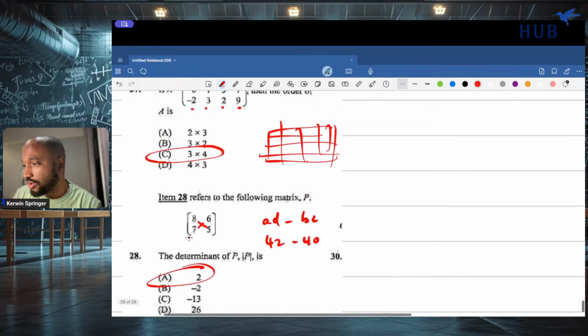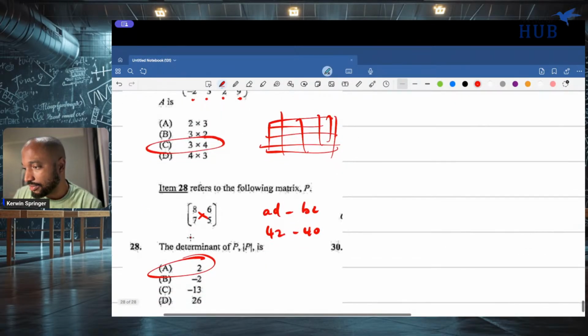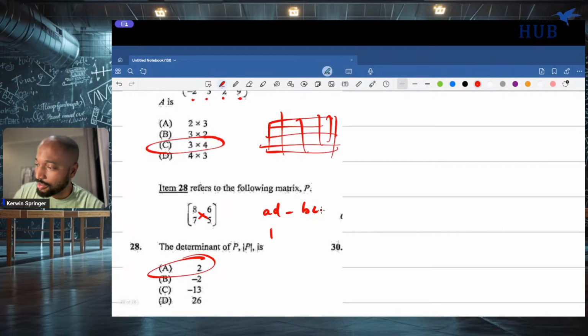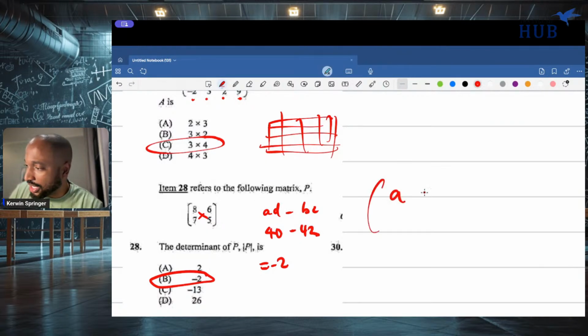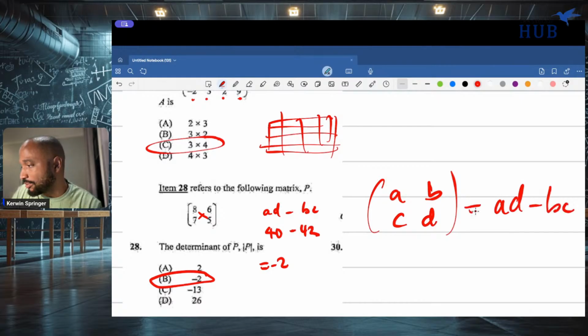It was negative 2. I was wrong. AD, I was wrong. I do AD, I do BC. Yes, it's 40 minus 42. So it's negative 2. Now that's the indication for me to pull up my shop day, because it's in the form A, B, C, D, and you want A, the determinant is AD minus BC. So it's this by this minus this by this, which is what I said, but I don't know why I mixed it up when I was actually doing it. That is such a disastrous way.